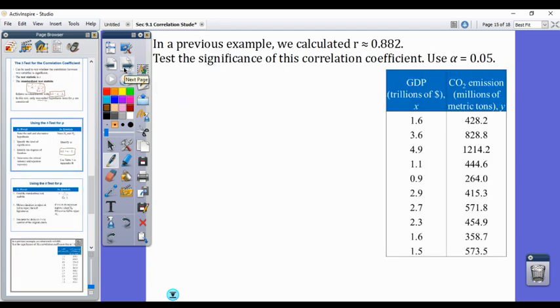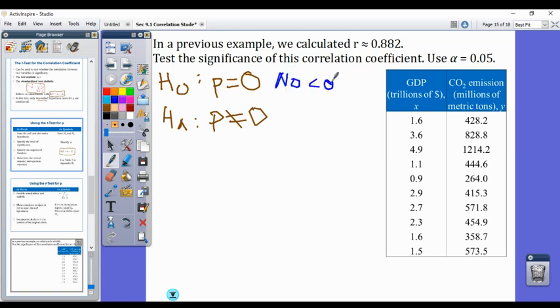Okay, so we have our correlation coefficient of 0.882, and our alpha level is 0.05, okay? So the first thing that I'm going to do is, as I said before, we are only going to be dealing with the two-tailed tests. So we have H naught, which is rho equals 0, H A, rho is not equal to 0. And what this means is we have no correlation and significant.